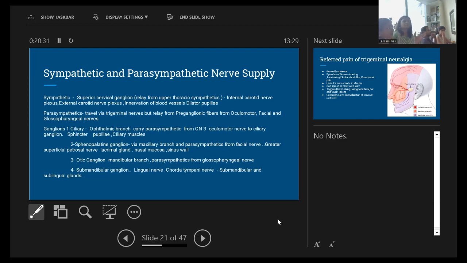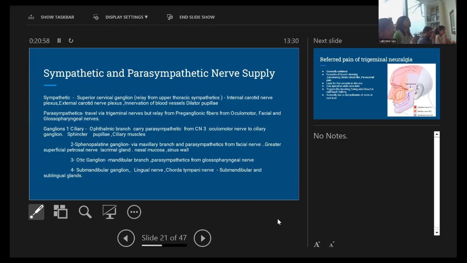So again, revision of sympathetic, parasympathetic. Sympathetic comes from the relay from the upper thoracic sympathetics and superior cervical ganglion, which basically go along with the internal carotid nerve, external carotid nerve plexus, and innervation of blood vessels. It supplies the dilator pupillae. Parasympathetics, there are four ganglions: ciliary, sphenopalatine, otic, and submandibular.